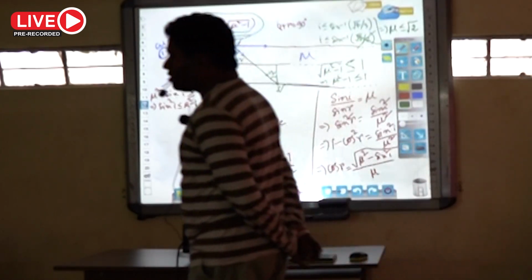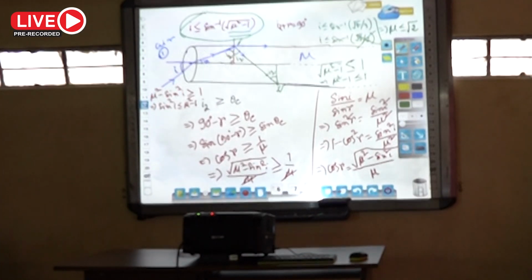Sometimes this problem comes directly: what should be the range of mu to trap the light ray, or what should be the maximum value of mu that you can consider for the cylinder for which light can be trapped. It will be root 2. If you remember this, you can directly find the answer. But provided the outside medium should be air. If you change the outside medium, then the ratio will change, and the values will change. Here I discuss for air.